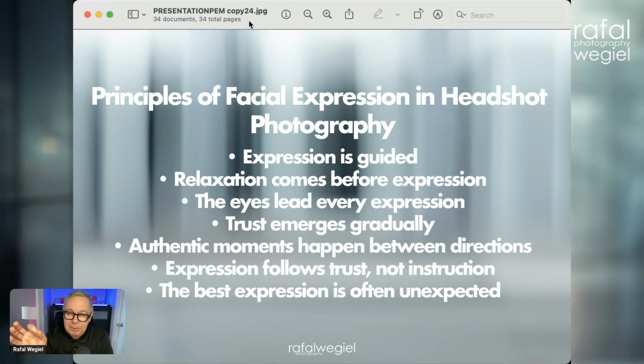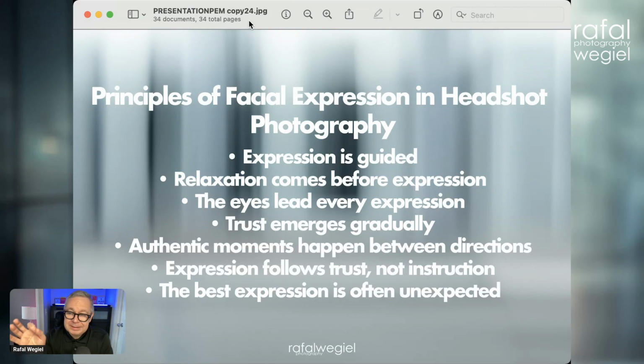Authentic moments happen between directions. This is another thing I didn't mention. You are basically nonstop on the lookout, and you direct the person by paying attention to what's happening. The best moments happen between the directions, when you're going from one thing to another. That's where people become more authentic. So never let your guard down. Make sure your camera is always ready and you're always paying attention, because you just don't know when those things happen.